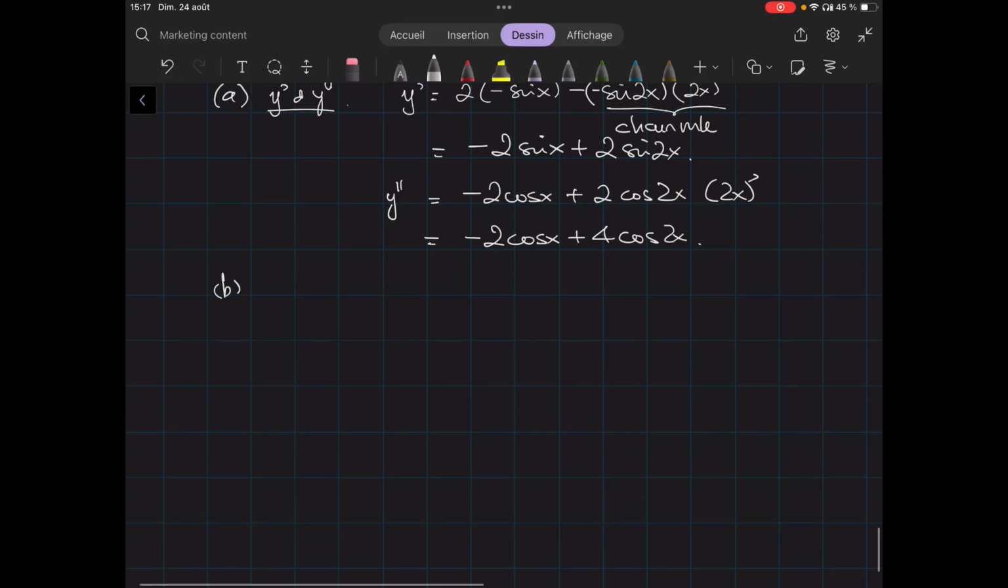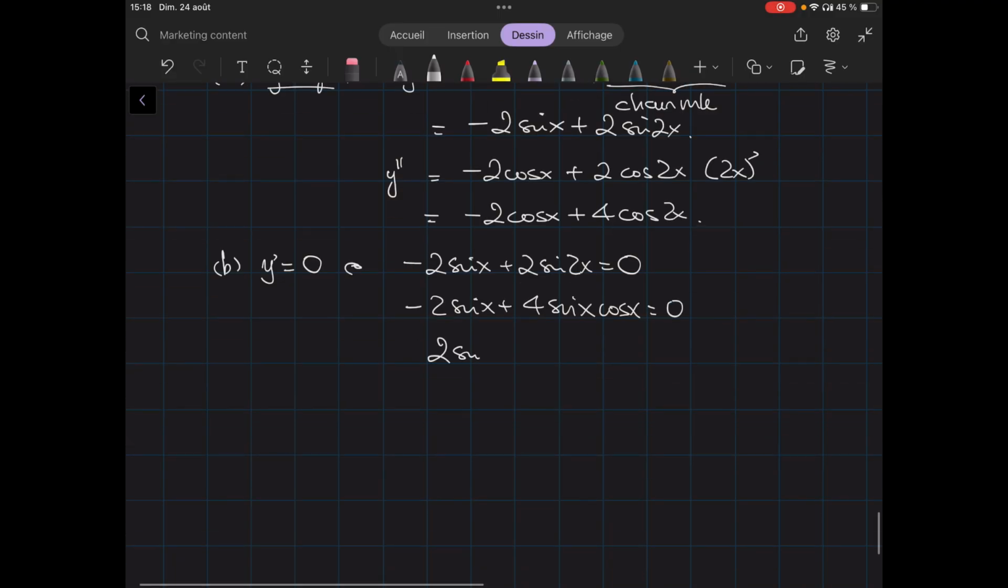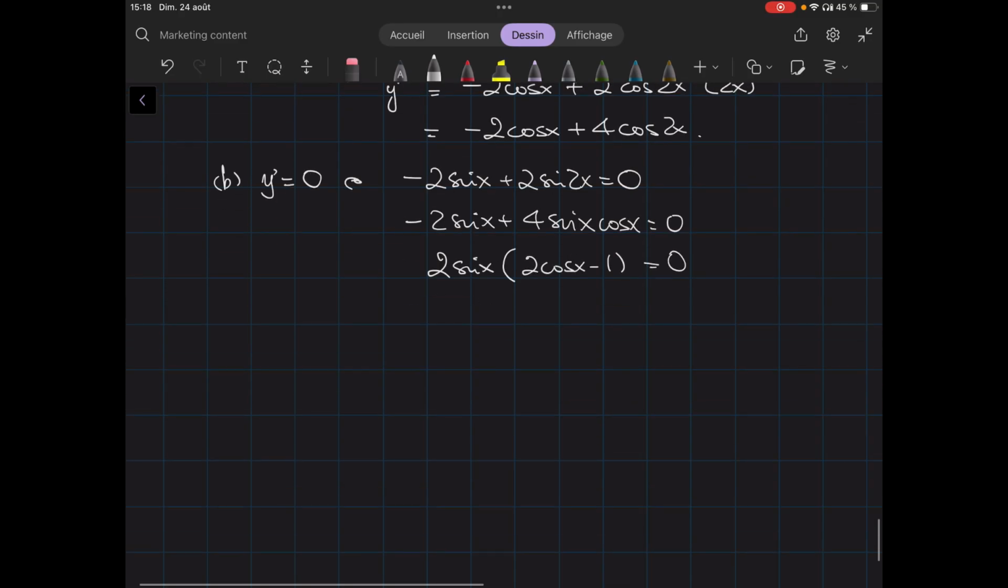Part B. You're first asked to determine the x-coordinate of stationary points. To do this, you're going to set y prime equal to 0. Using the hint that sine of 2x is equal to 2 sine x cos x, we can then factorize the resulting equation. Factor the 2 sine x out, you're left with 2 cos x minus 1. So this is true if sine of x is equal to 0, or cos of x is equal to 1 by 2.